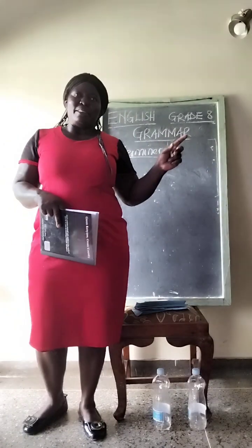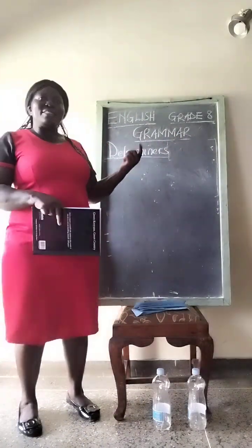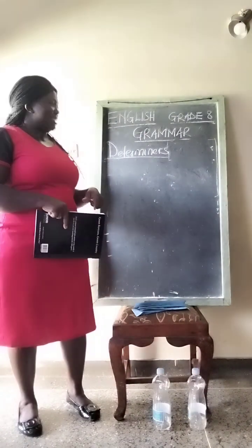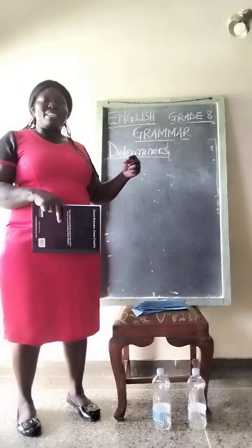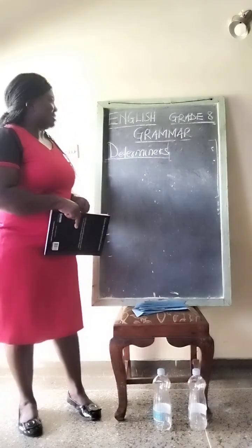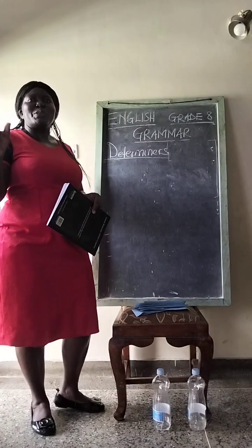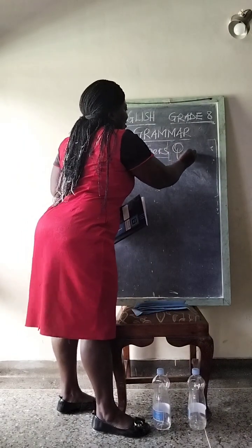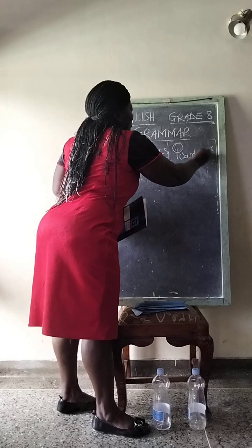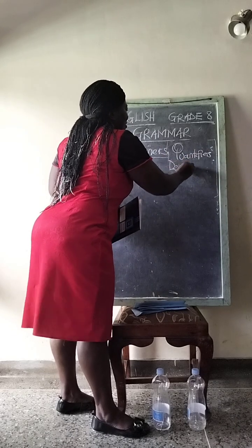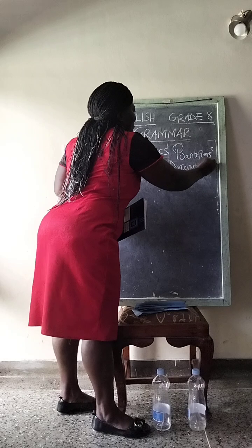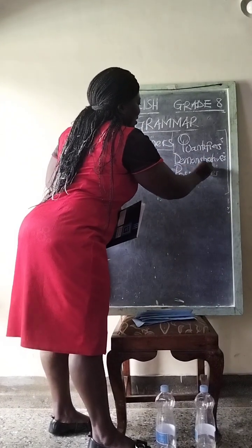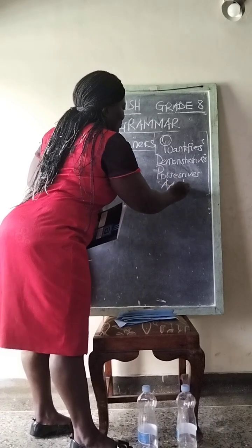What is a determiner? A determiner is a word that is used to introduce a noun in a sentence, or a word that modifies a noun in a sentence. There are 4 types of determiners. The first one, we have quantifiers, we have demonstratives, we have possessives, and lastly, articles.